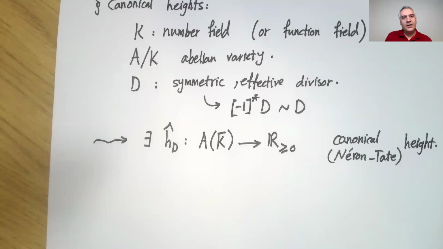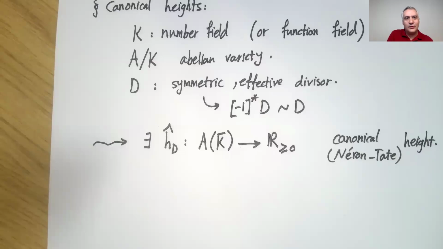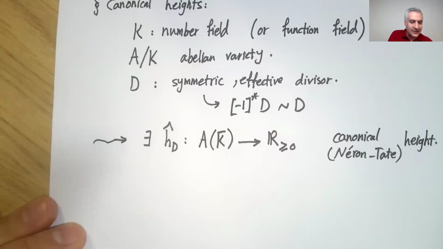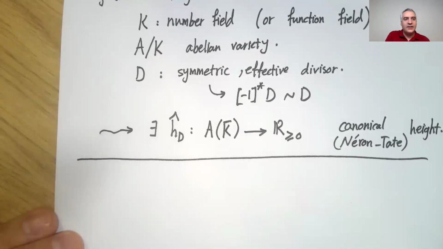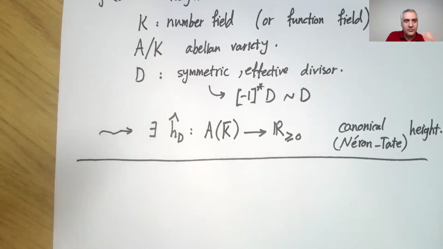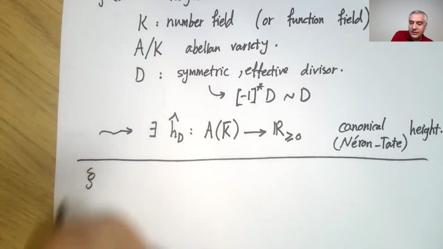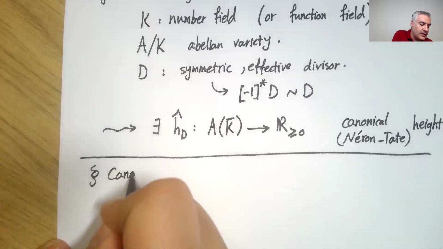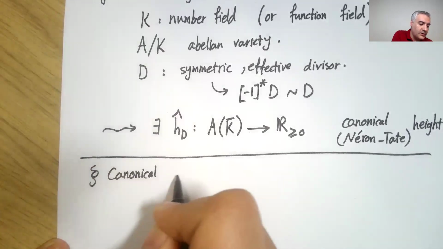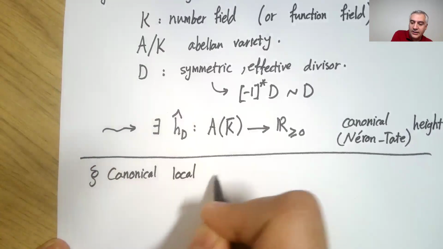I hope you have seen this. If not, you should appreciate there is such a function, and it's extremely useful. What I do want to focus on is the local version of this, which is, of course, very well known, but maybe not as well studied in a graduate sequence. But there is classical literature, and I'll give some history. So the canonical local height.